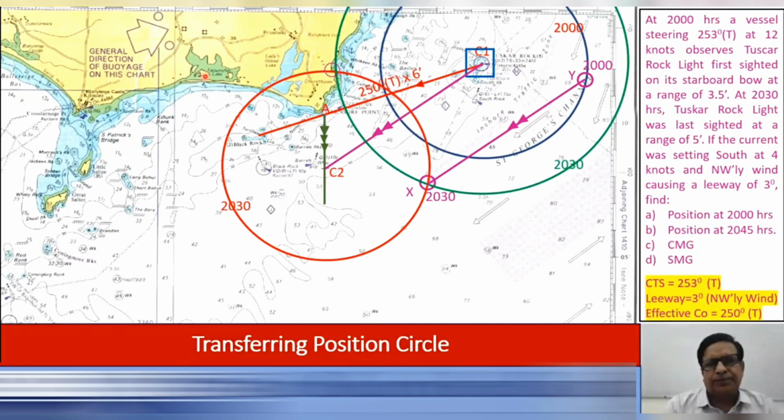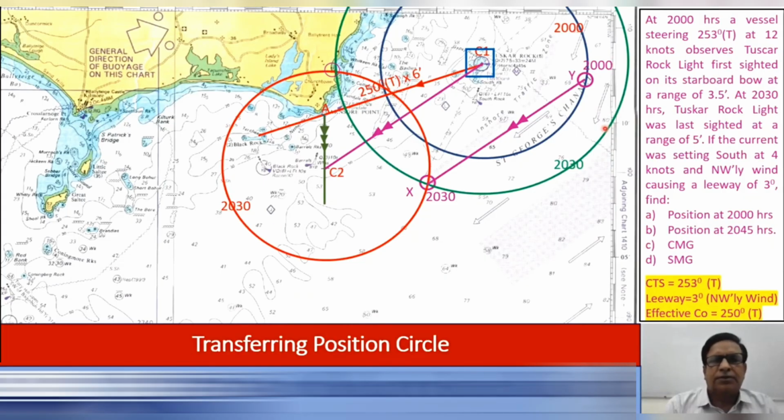Sir, the position that will come for 2045 will be an EP position, right sir? Yes, that will be an estimated position. What we will do is we will extend the ray for 15 minutes, and we will have our estimated position for 2045. Okay, very good. So with this, basically we have covered the position circle transfer concept. Let me see if anything else is there.